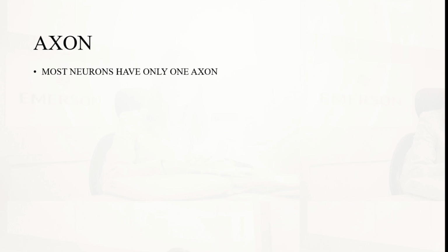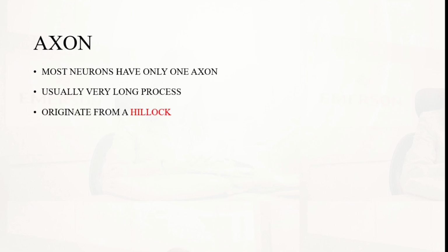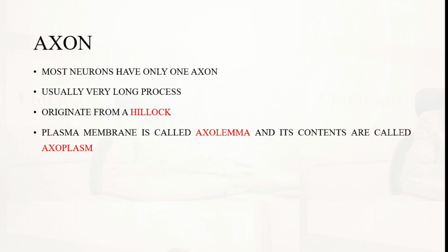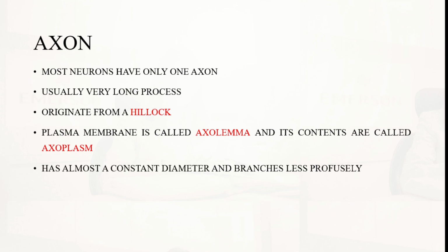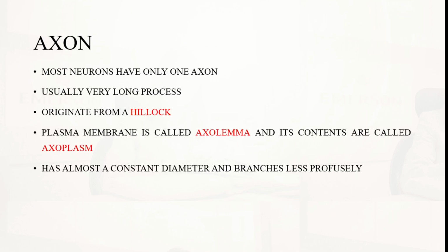Then the axon. Most neurons have only one axon, usually a very long process, and it originates from the axon hillock. The plasma membrane is called the axolemma, and its contents are called the axoplasm. It has an almost constant diameter and branches less profusely. That's about the axon. So we are done with the neurons.